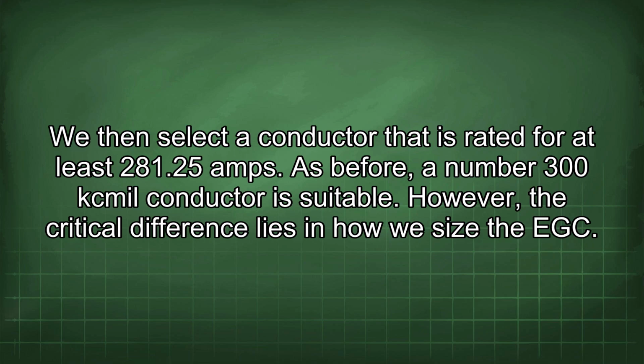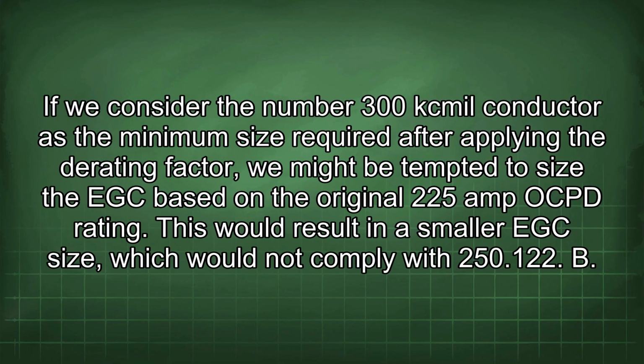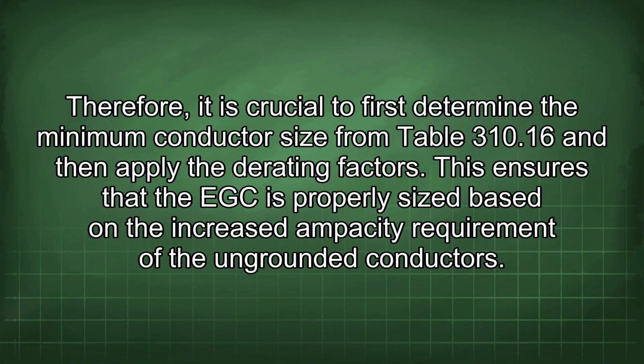However, the critical difference lies in how we size the EGC. If we consider the 300 kcmil conductor as the minimum size required after applying the derating factor, we might be tempted to size the EGC based on the original 225 amp OPD rating. This would result in a smaller EGC size, which would not comply with 250.122. Therefore, it is crucial to first determine the minimum conductor size from Table 310.16 and then apply the derating factors. This ensures that the EGC is properly sized based on the increased ampacity requirement of the ungrounded conductors.